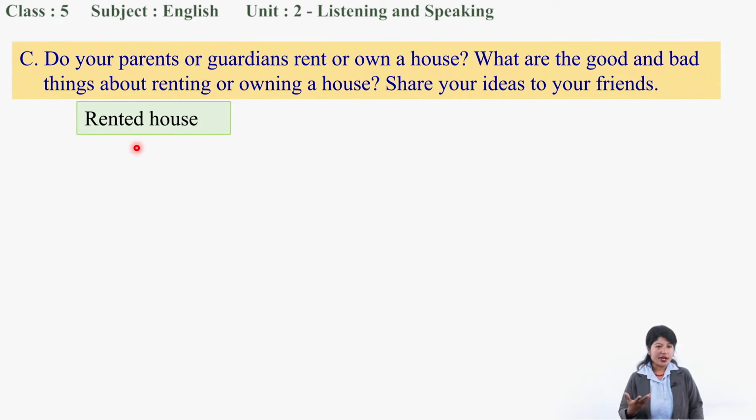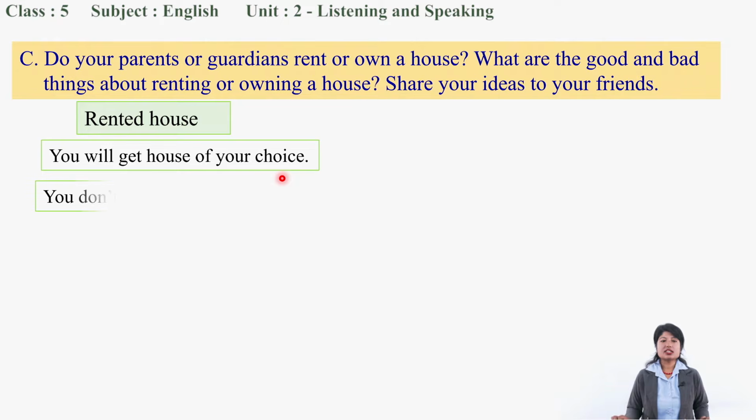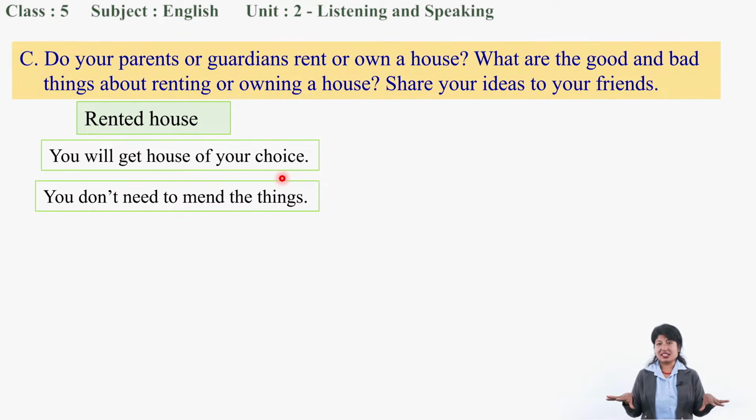What are the good points if you rent a house? Yes, you will get a house of your choice. You can go and search, you choose according to your convenience, right? So you have a choice of yours. Then, you don't need to maintain the things. If something goes wrong in the rented house, you can call the owner and ask to repair. So you don't need to maintain anything over there.